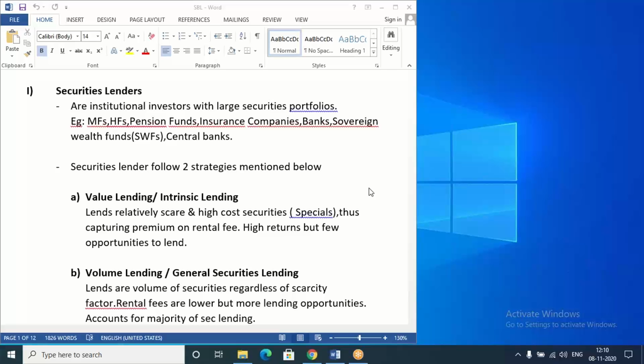Now, what is a sovereign wealth fund? A sovereign wealth fund is nothing but a government set up wealth fund. It sort of works like your pension funds and hedge funds, but the primary sponsor would be your government.